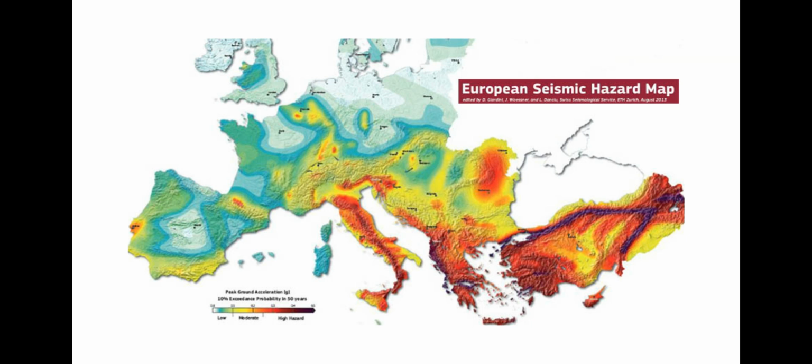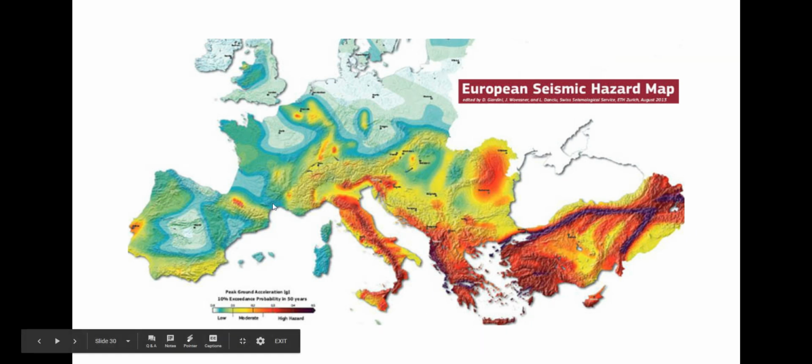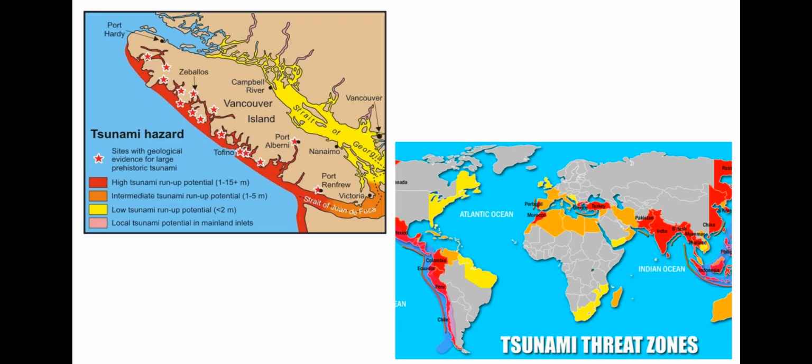And of course, Europe is a place where there's lots of seismic risk. You can see, especially here in Turkey, but even Greece and Italy are high seismic risk areas. And of course, some places, especially when earthquakes occur out in the oceans, tsunamis are a major hazard.